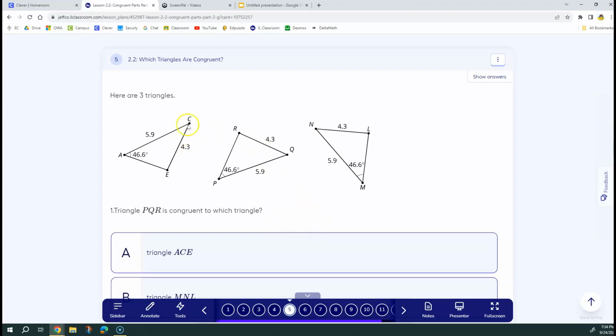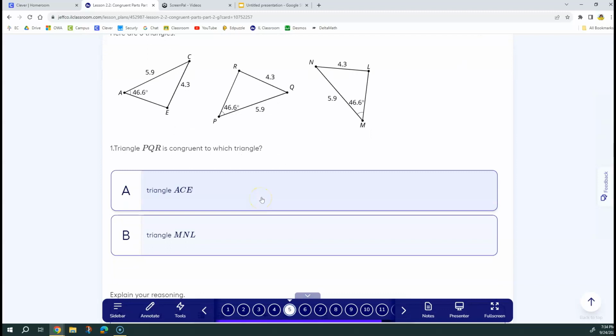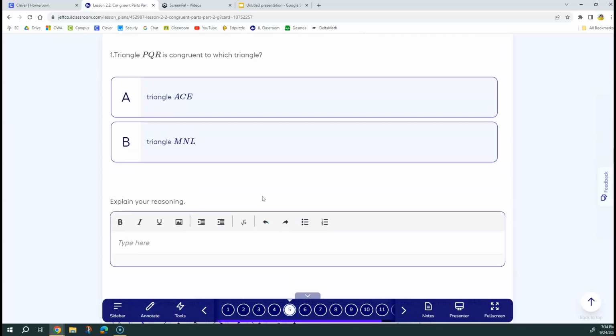Looking at the other two triangles that were given, triangles 1 and 3, you're like, well, they've got all the same numbers, so of course they're both congruent. Oh, but they're not. So pause the video for a few minutes and play around with this one.